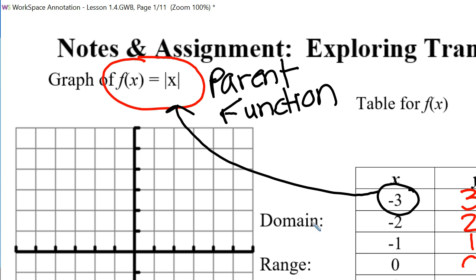Now we will need to plot those points on the graph. So the first ordered pair is from the first row. We have -3, 3. So find -3, go up to 3. Then we have -2, 2. Then we have -1, 1. Then we have 0, 0. 1, 1. 2, 2. And 3, 3.